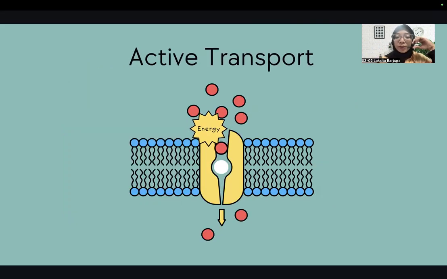So this is the process of active transport, in which we use energy to open and close the gate for the calcium and also sodium to transport inside and outside the cell.